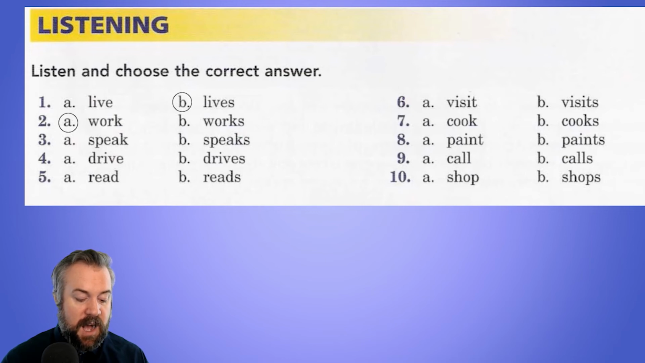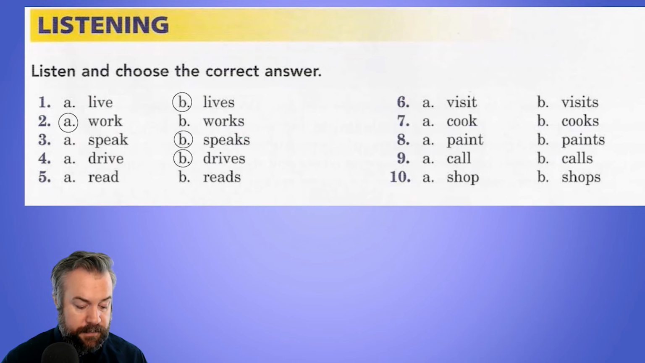This is my friend Carla. She speaks Italian. This is my friend Carla. She speaks Italian. Very good. B. Number 4. My sister drives a bus in Chicago. My sister drives a bus in Chicago. The answer is B. Again, she drives.